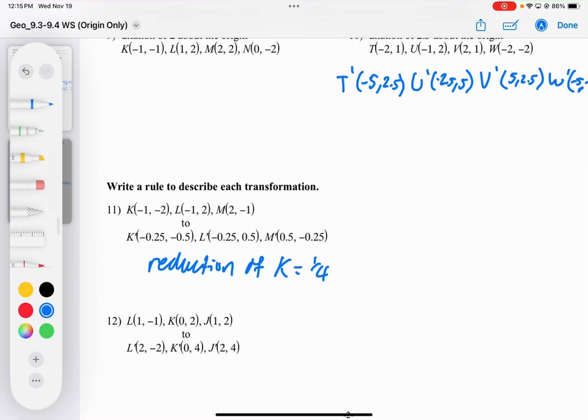All right, so this paper that I'm giving you guys right now, let's look at this real quick. This will give you guys a place to put all of your rules for reflections and rotations. Let's look at rotations real quick though, okay?